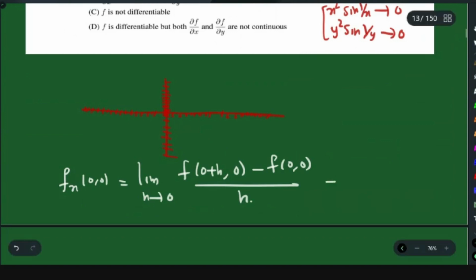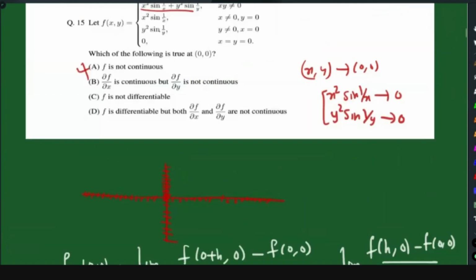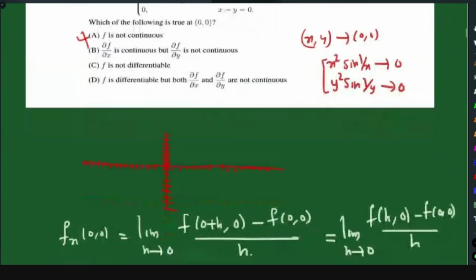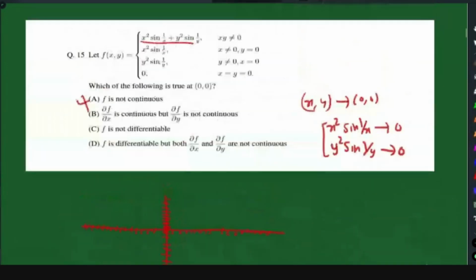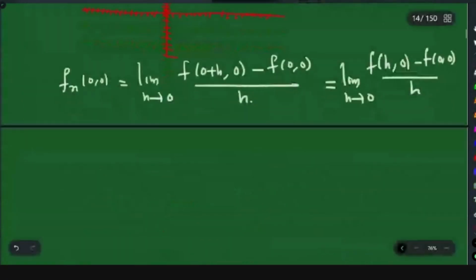So you just compute these values. This is equal to the limit as h tends to 0 of [f(h, 0) minus f(0, 0)] divided by h. What is f(0, 0)? You look here, f(0, 0) is 0, right? And f(h, 0) is what? The y component is 0, which means you have to take the second function, x squared sine 1 by x. So you just club everything. So what will you get?